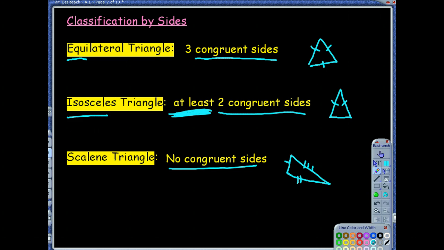I was about to say, we can't assume ever, but we will know what they are based on what they're providing you. Eventually, later in this chapter, we're going to learn some cool things about each of them based on what you know about their angles. But right now, by definition, it's all about whether their sides are congruent or not.